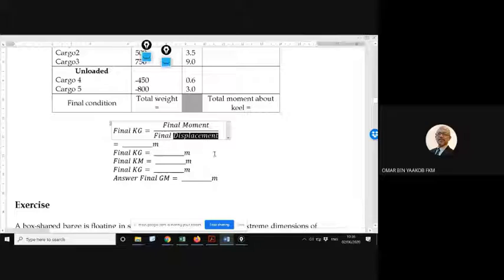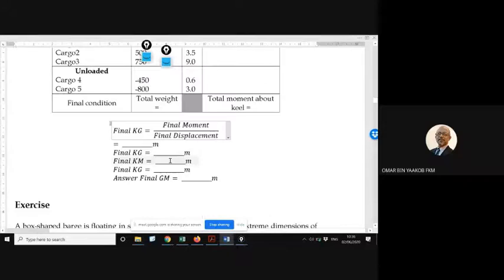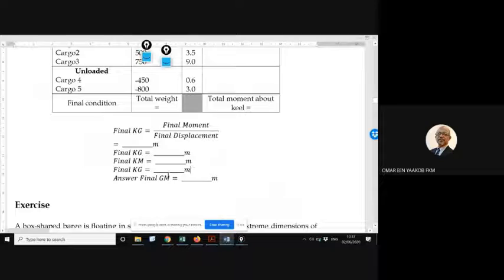So we can get the final KG, and if it says that the KM is 7.3 after loading and you are asked to find the final GM, then just take the KM minus this KG, and we get the final GM. This is a very simple example of an actual calculation that a captain will do aboard ship. You load this, this, this, and finally you see what is my final KG, and what is my final KM, which I can find from hydrostatic particulars, and then I subtract that KG, so I get my GM. So my GM is okay. Somebody is joining. Although this example is very simple, it is very realistic.